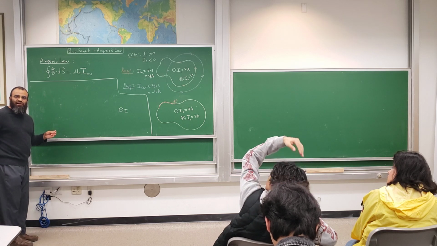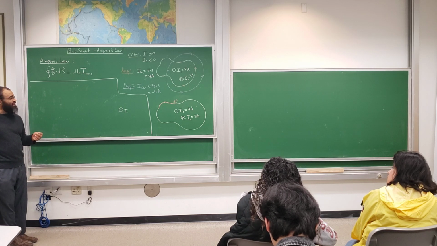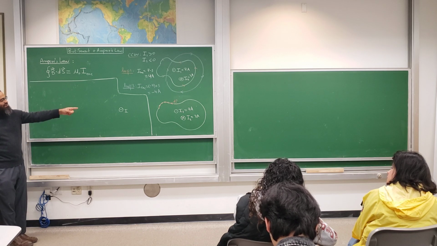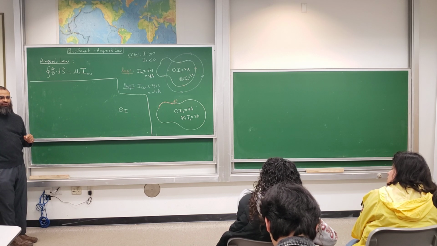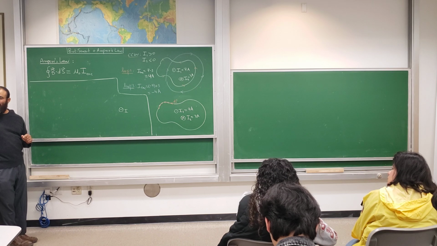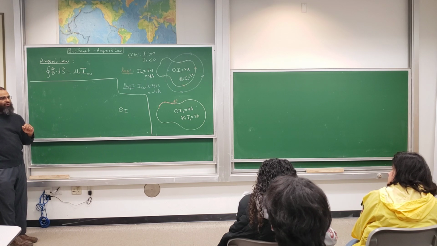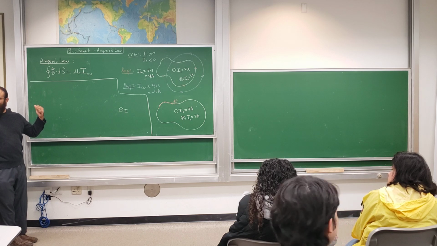And the question is, how do we choose the loop? What kind of shape should we choose? And I think you would guess it's a circle whose center is I. You wouldn't choose a rectangle, and I will show you why in a second. I'll go back to it. But let's choose a circle. Why? Because we already know the magnetic field for an infinite wire from the Biot-Savart law, right?